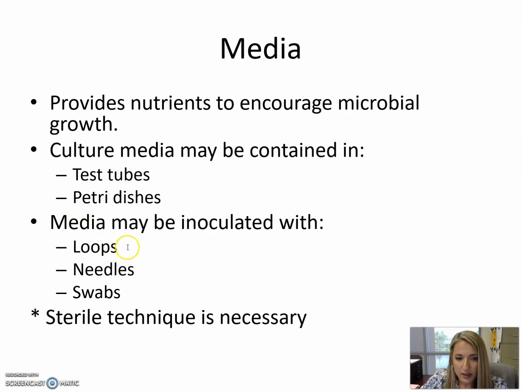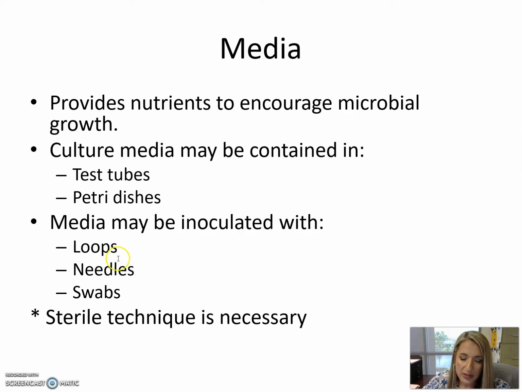We often do need devices to transfer microorganisms from one place to the next. For example, if you're collecting a sample from a surface, you would need to transfer that into a petri dish or a test tube, or maybe you're transferring bacteria from a test tube to a plate. In those instances, you would need some type of transfer device.